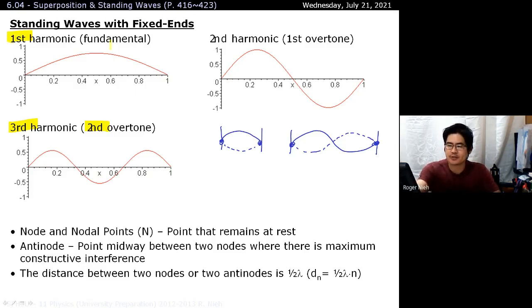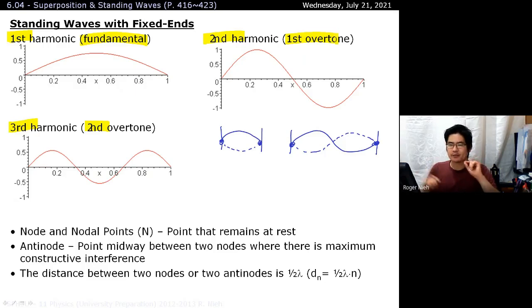The first harmonic is known as a fundamental frequency. Okay, so there's no other name for it. It's just a fundamental frequency. And then when you reach the second harmonic, because it's not the fundamental frequency anymore, now you're at the first overtone. So that's what I wanted to point out.